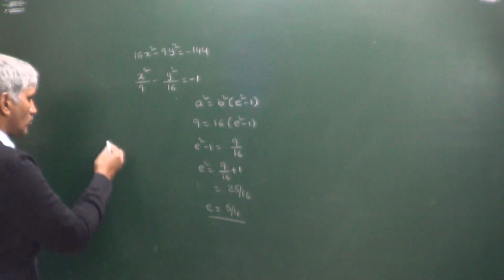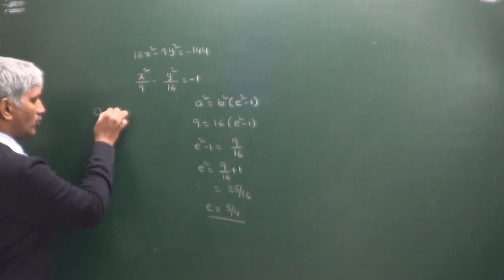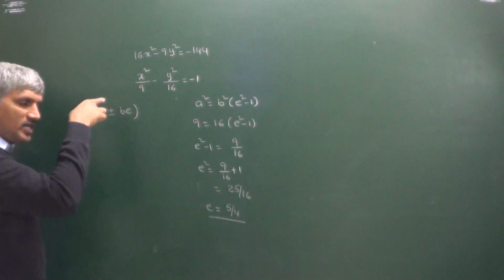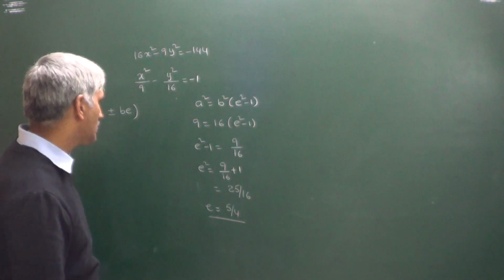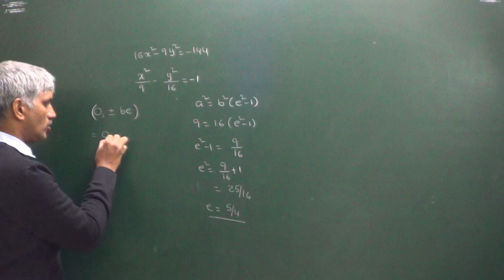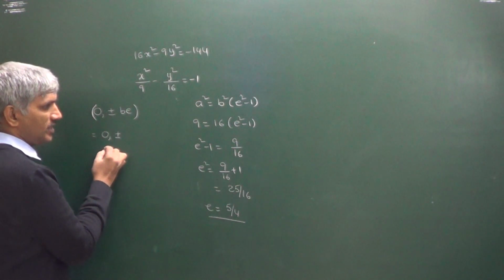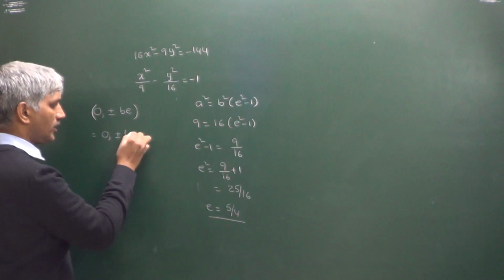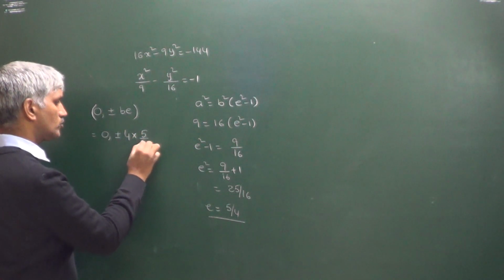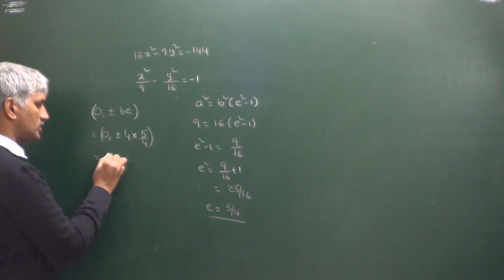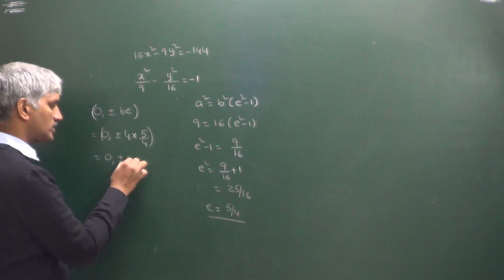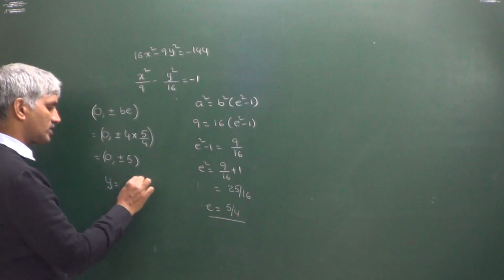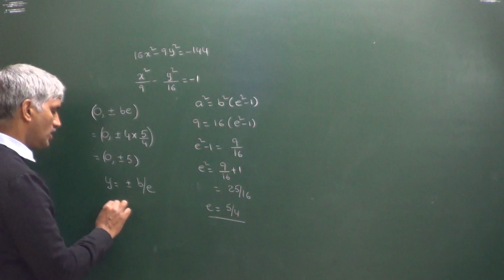Now we have to find out the coordinates of the focus. Come on, tell me what are the coordinates of the focus? 0, comma, plus or minus be in the second case. 0, comma, plus or minus be. That's why 0, comma, plus or minus, what is b? b is equal to 4 into 5 by 4. So we are getting the coordinates of the focus as 0, comma, plus or minus 5. But what about the equations of directrices? Equations of directrices, y is equal to plus or minus b by e.